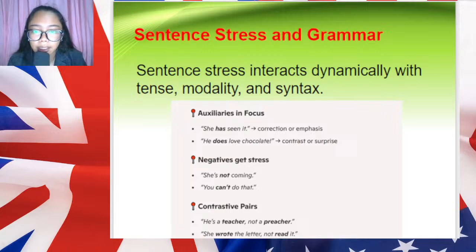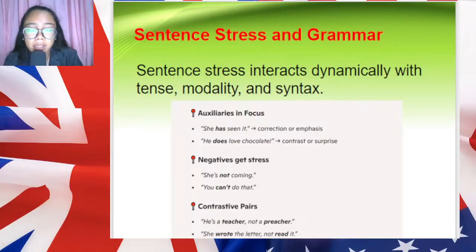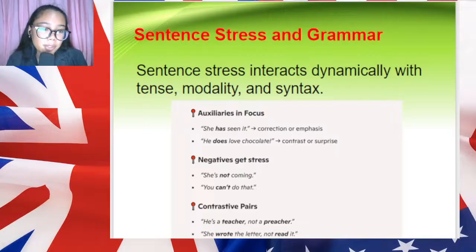All right. We have here sentence stress and grammar. Now, when we speak, we don't just follow grammar rules and throw on stress like decoration, right? We do not do that. There's a proper way to do sentence stress and grammar. Instead, our grammar choices, especially around auxiliaries, negatives, contrast structures, and many more, actually shape which word we stress and why.